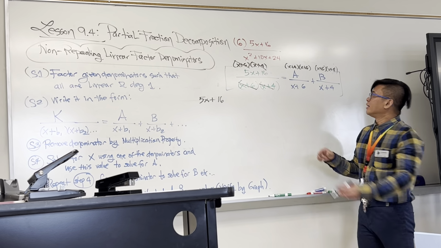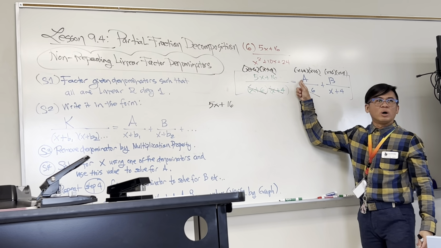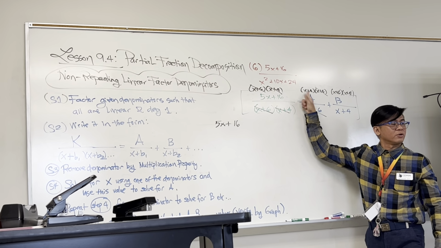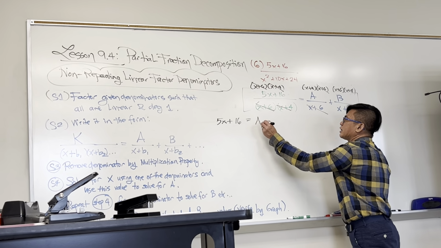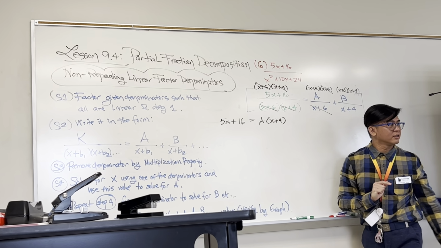Eva? The x plus 6 will cancel out. Very good. And the a will be what? Multiply, right? 2x plus 4, right? So put in here is equal to a times x plus 4, the factor that's left in there, right?